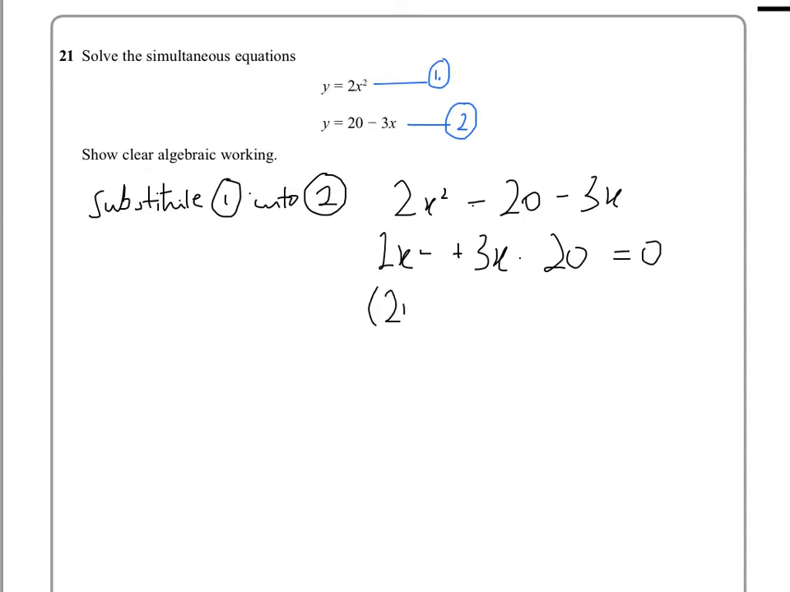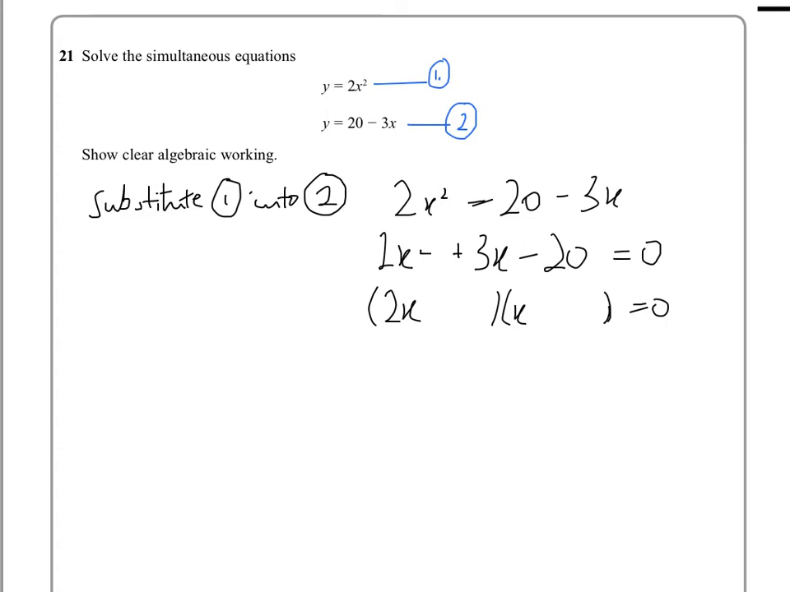We know one bracket will be 2x and one will be x because we need to get 2x squared. Now we need to think of two numbers which multiply together to make minus 20, and those two numbers need to add up to make 3. But keep in mind that whatever we pick for this number will multiply by 2. So it will be two numbers multiplying together to make 20, but one of those numbers will multiply by 2, then add to the other number to give us 3.